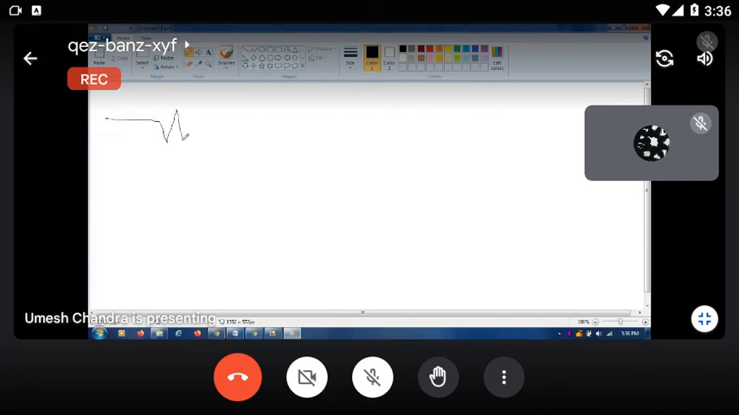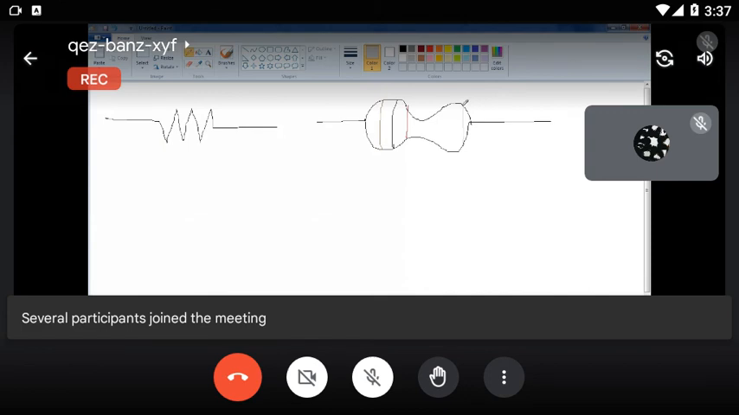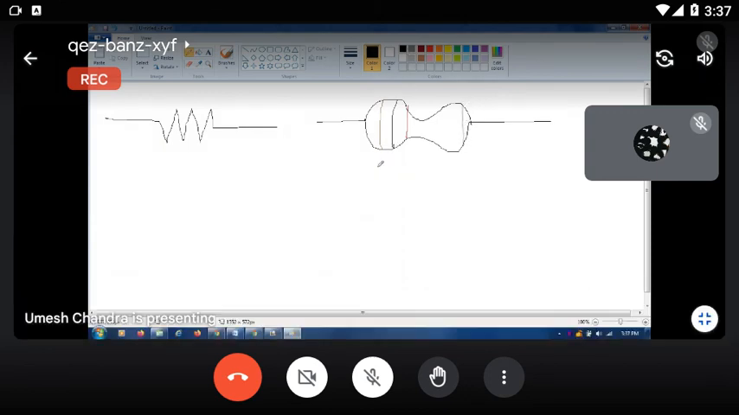This is the symbol of a fixed resistor, and this is the physical resistor. The first color is brown, the second color is red, and the fourth color is silver. Suppose silver, you consider silver here. The first color is brown, B, then black, suppose BL, third color is red, R, fourth color is silver.